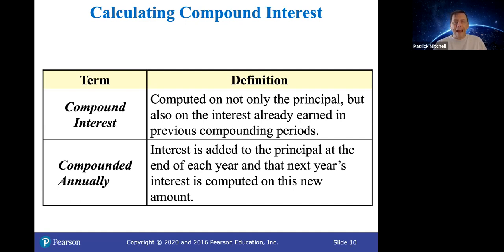In the case of annually compounded interest, interest is added to the principal at the end of each year, and next year's interest is computed on this new amount.